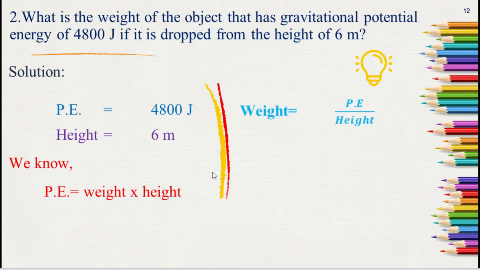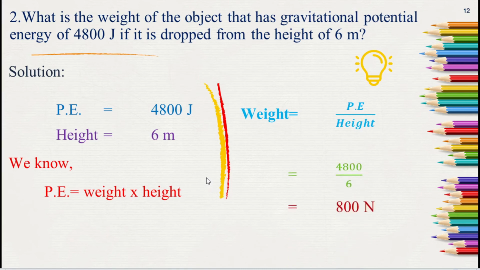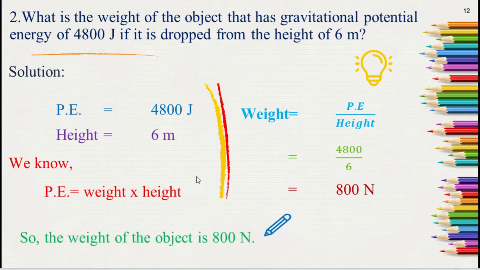I am going to rearrange this formula because they asked for weight only. Weight is equal to potential energy divided by height. I am going to apply these values into the formula, 4800 divided by 6. Finally we get 800 Newton. So the weight of the object is 800 Newton.